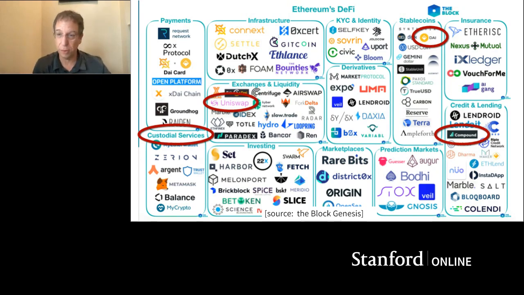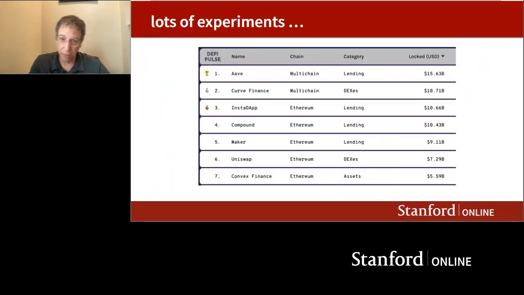I wish I had more time to talk about that, but I want to talk about other things in the time that we have together. And the other thing is that there's a large number of experiments going on. This is just from DeFi Pulse, the largest projects that have the most value locked in them. If we step back a second and just reflect on what's happened in the last 12 years since Satoshi launched Bitcoin, it's really quite remarkable.